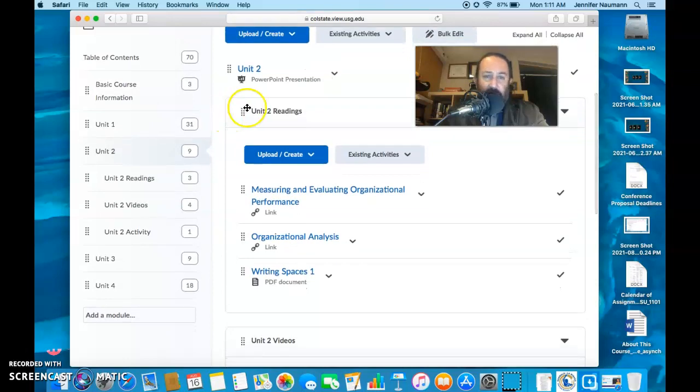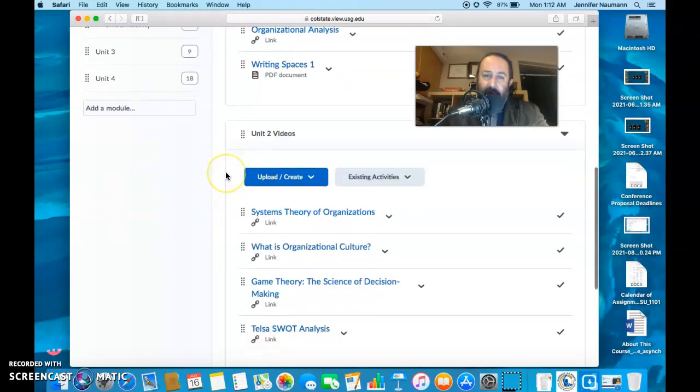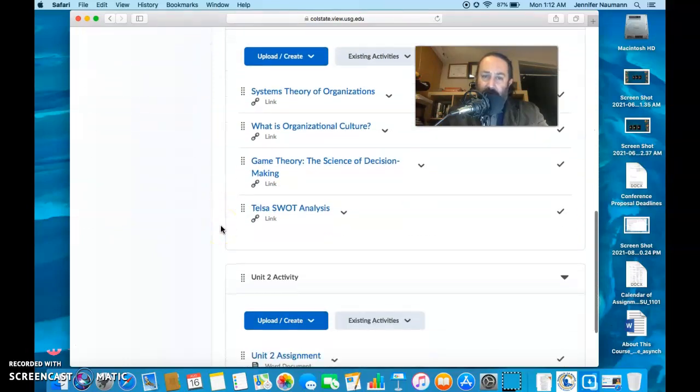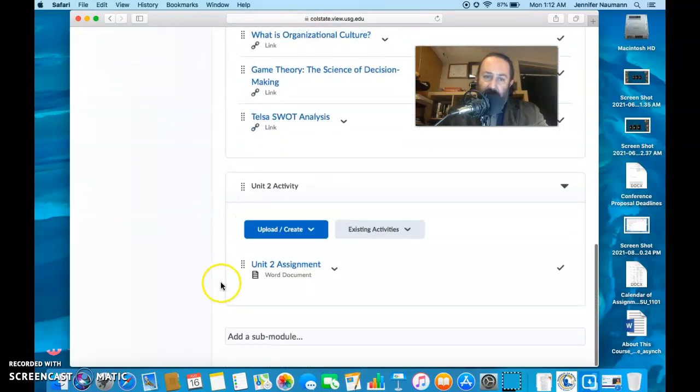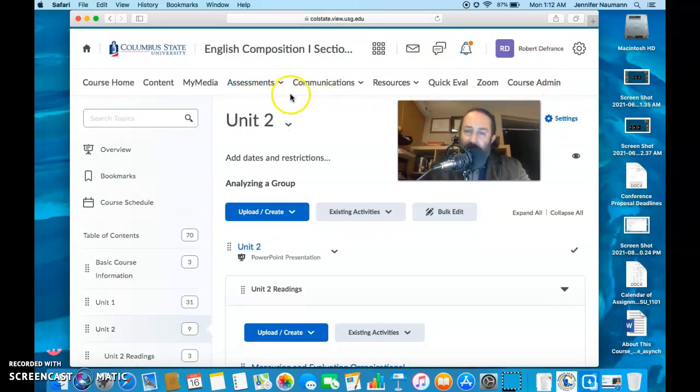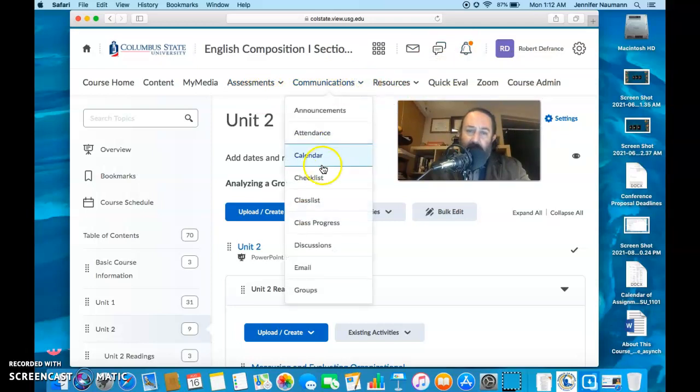Let's see, Unit 2. And I will probably be adding a video lecture here. I just haven't done it yet. We've got the readings, put Writing Spaces there again, just in case. Videos, activity. And the activities are not weekly. We do like 1 per unit. The thing that you'll want to look at weekly and address weekly are the discussions. There is 1 discussion per week.